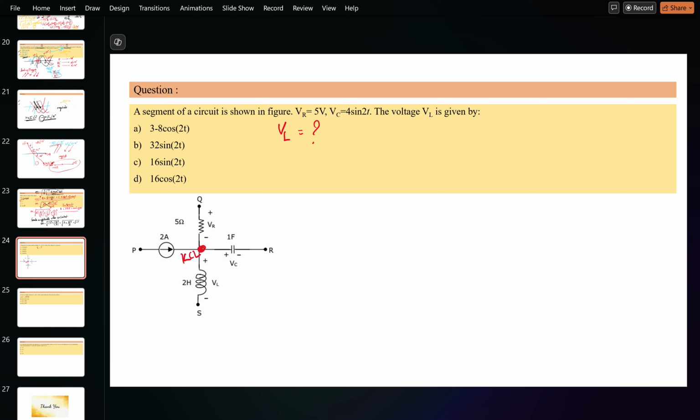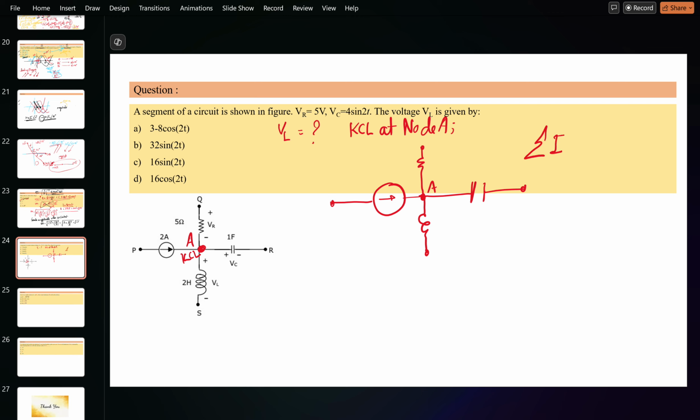When you are applying the KCL at node A, if you see the circuit, it looks something like this. This was the node, and this is the capacitor, and this is the resistor, and this is the inductor here. KCL at node A means the summation of I will be 0 at node A. If you see here, the 2 ampere current is coming here. That is already shown.